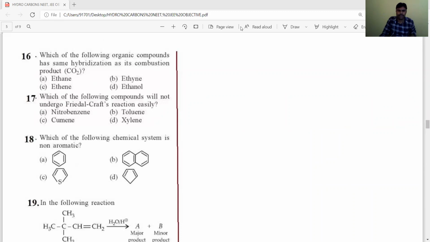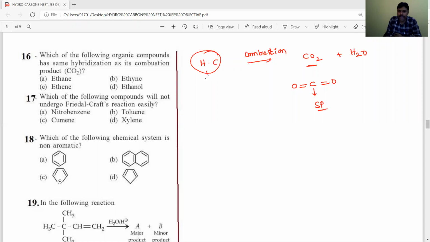16th question. Listen carefully, dear students. Now it's very easy. Which hydrocarbon on combustion produces carbon dioxide and water? In carbon dioxide, the carbon hybridization is sp, and we need to identify which hydrocarbon has the same sp hybridization.